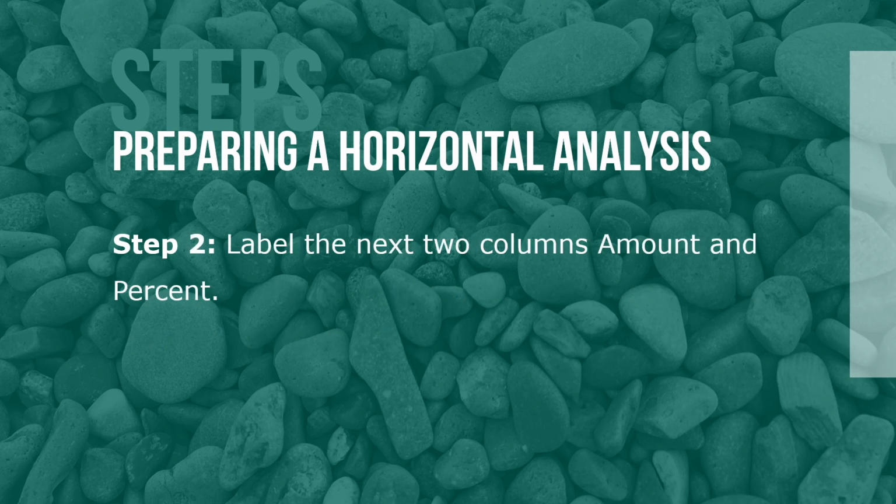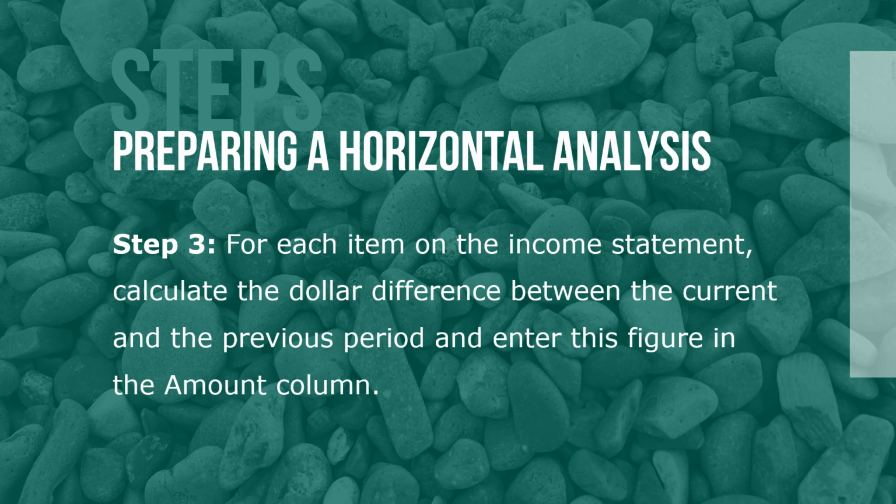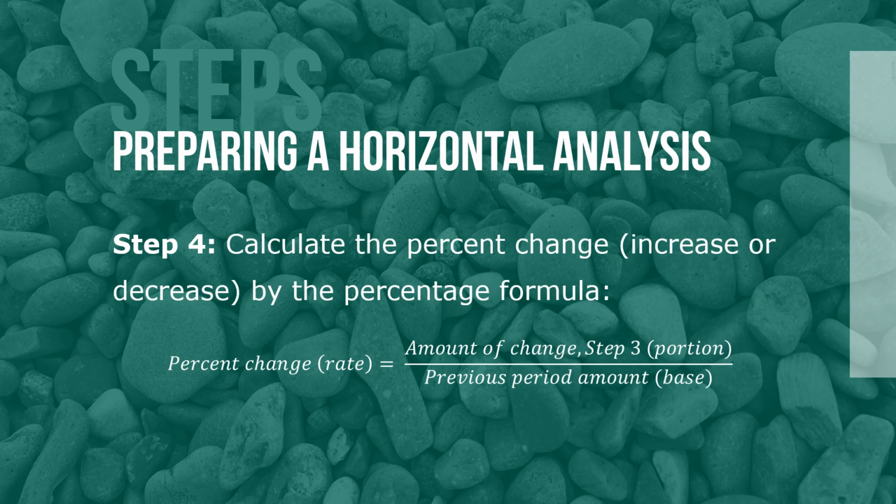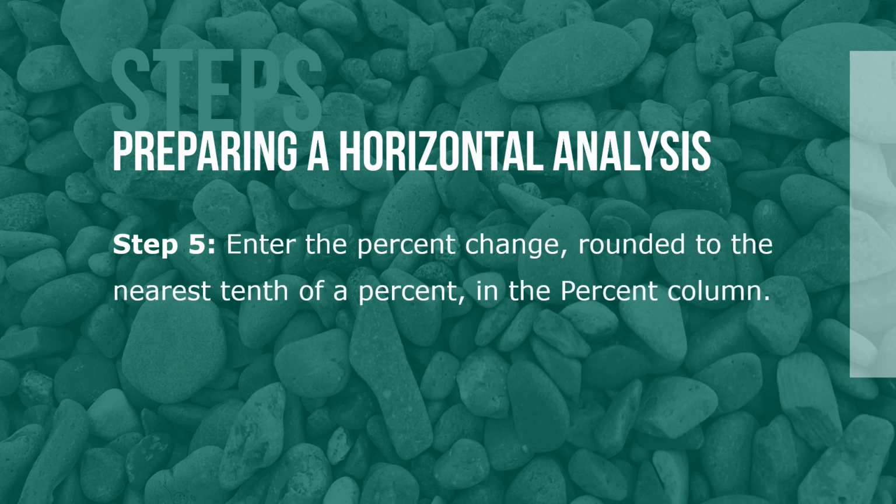Step 2. Label the next two columns amount and percent. Step 3. For each item on the income statement, calculate the dollar difference between the current and the previous period and enter this figure in the amount column. Step 4. Calculate the percent change, increase or decrease, by the percentage formula, where percent change, the rate, equals the amount of change in Step 3, the portion, over previous period amount, the base. Finally, Step 5. Enter the percent change rounded to the nearest tenth of a percent in the percent column.